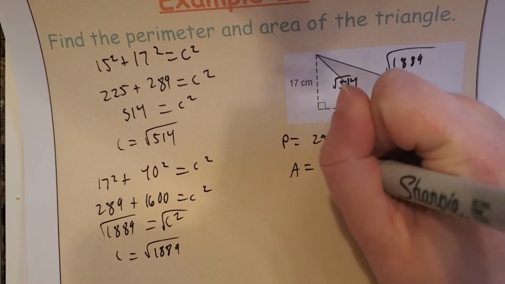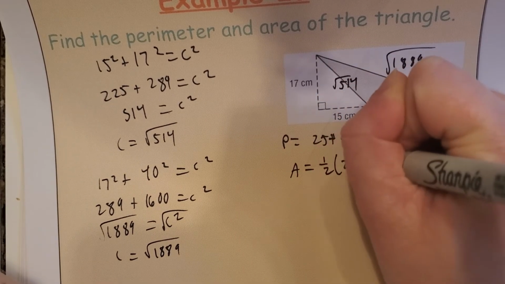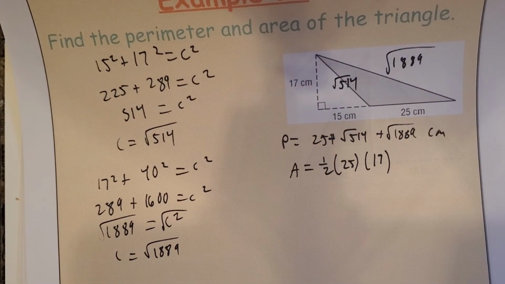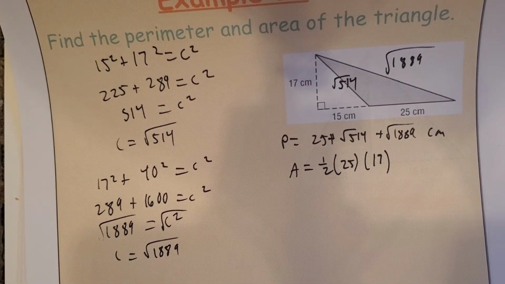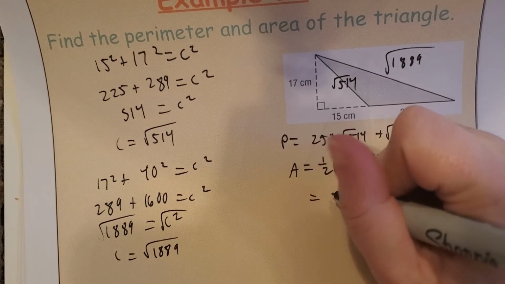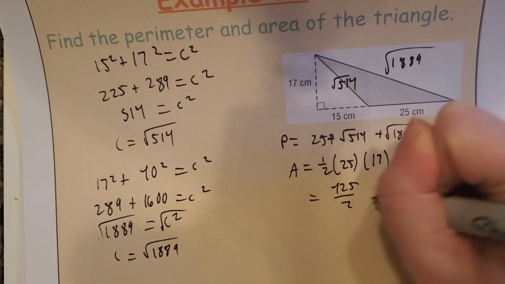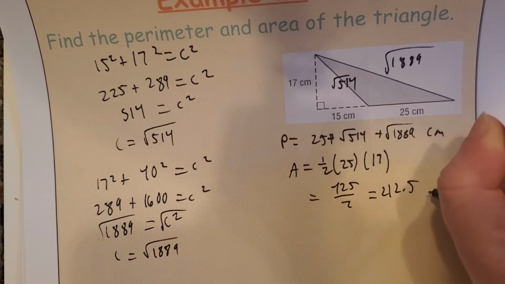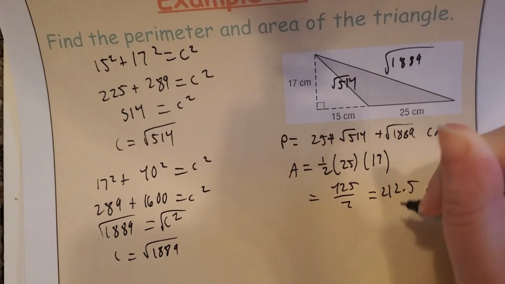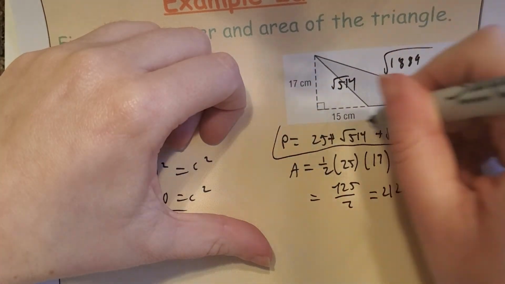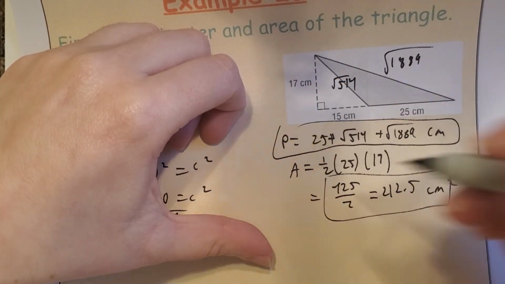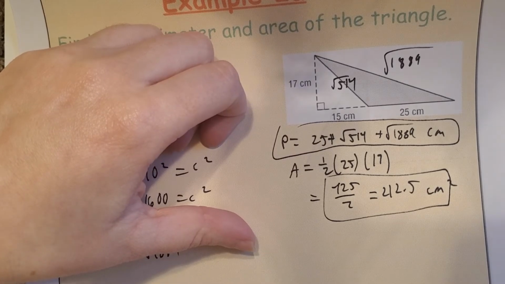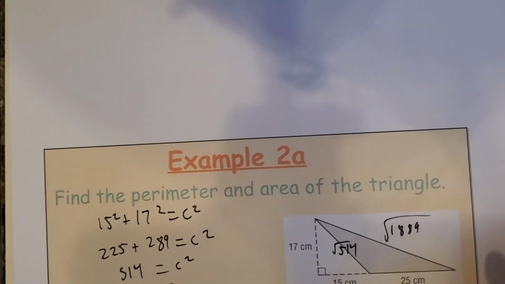So that means the area is 1/2 of 25 times 17, which might be another decimal. Yeah, it is another decimal. It is 425 over 2, which is 212.5 centimeters squared. Okay. Well, you know, it's level 1. You're going to have to deal with some pretty gross numbers at some point. So there you go.